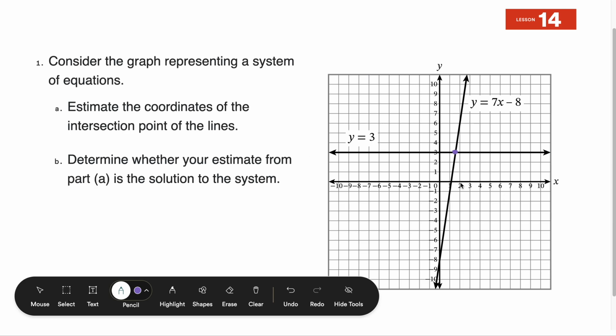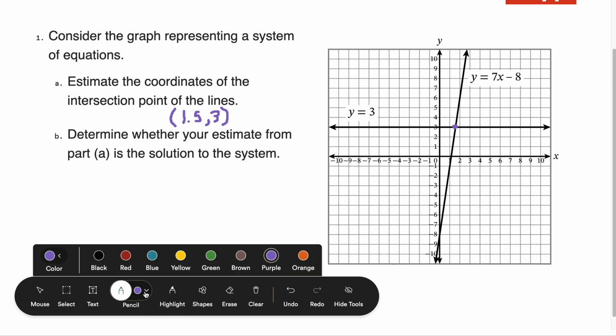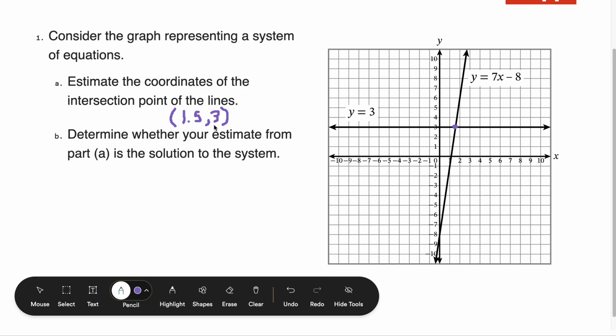All right, so I'm not sure what you guys have for a point. To me, it looks like maybe our x value is maybe 1.5. I'm just going to put 1.5, makes it easier to write. And our y value is definitely 3. You know that for sure. So now letter B is asking us to determine whether this estimate from part A is actually a solution to the system. So that means we're going to remember to put each point into the equation and solve.